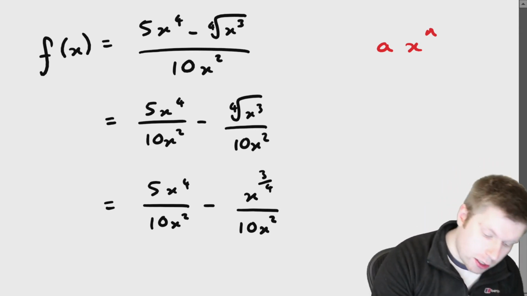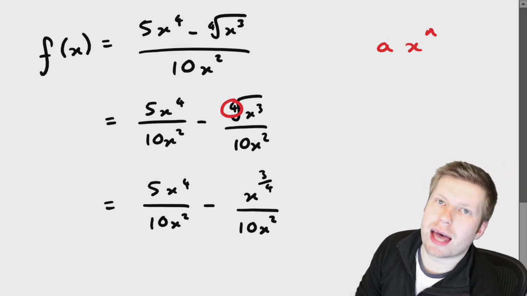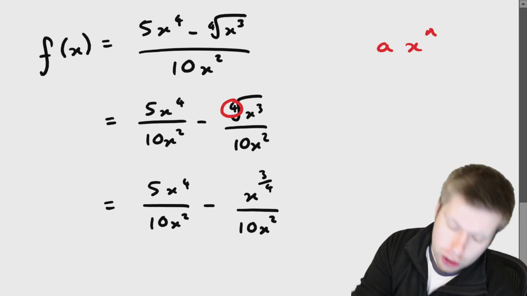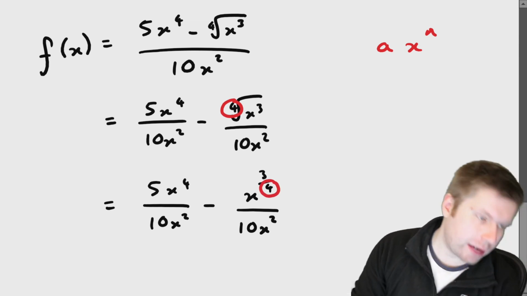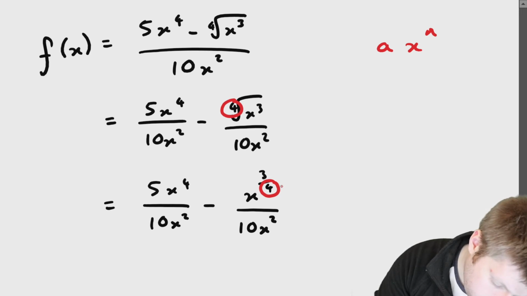So you notice that because I have the 4th root, and this is true of any roots, I should be able to write that as a power where it's a fraction and the denominator of that fraction is effectively whatever root I'm taking. So in this case, the 4th root, hence the denominator of the fraction becomes 4. Okay.